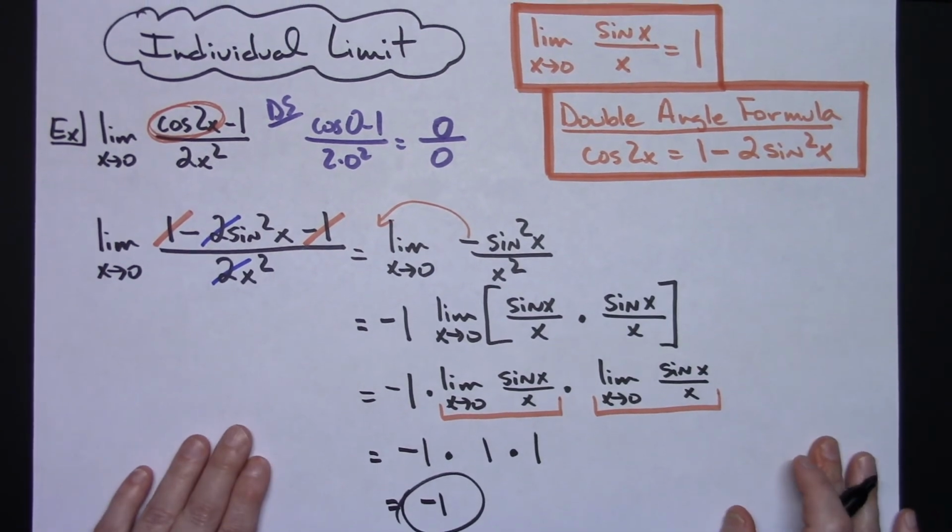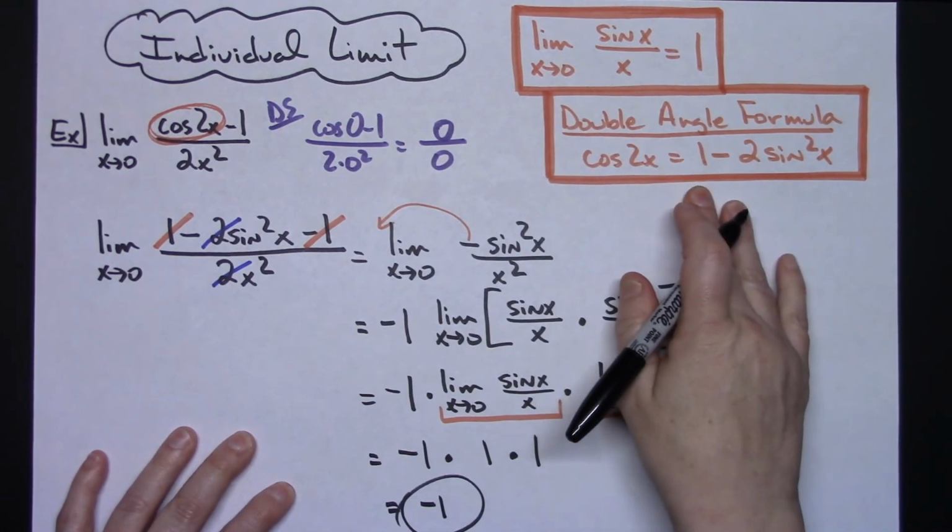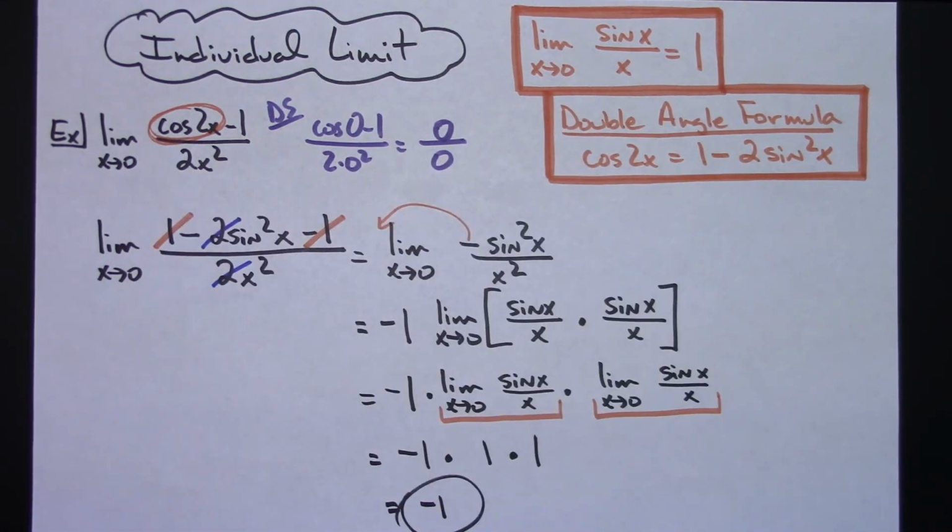So just a couple of properties of limits that you had to use, and then a trig identity that you needed to use for substitution there.